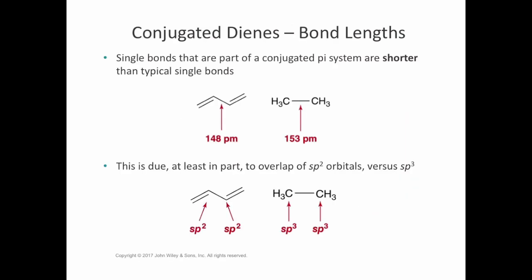The bond lengths in the single bonds that connect a conjugated pi system are shorter than typical single bonds. This is due in part to the overlap of sp2 orbitals that make that sigma bond. So here, these carbons are sp2 hybridized. Therefore, that single bond between them is formed by overlapping sp2 hybrid orbitals. Here, if we look at ethane, these carbons are sp3 hybridized, so that bond between those two carbons is due to the overlap of sp3 orbitals.